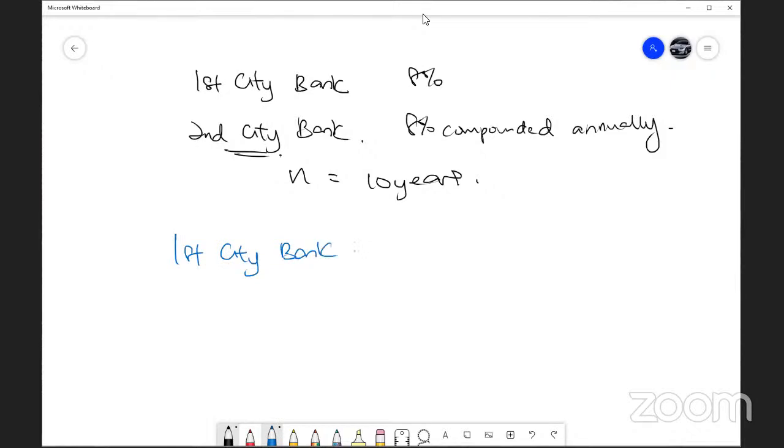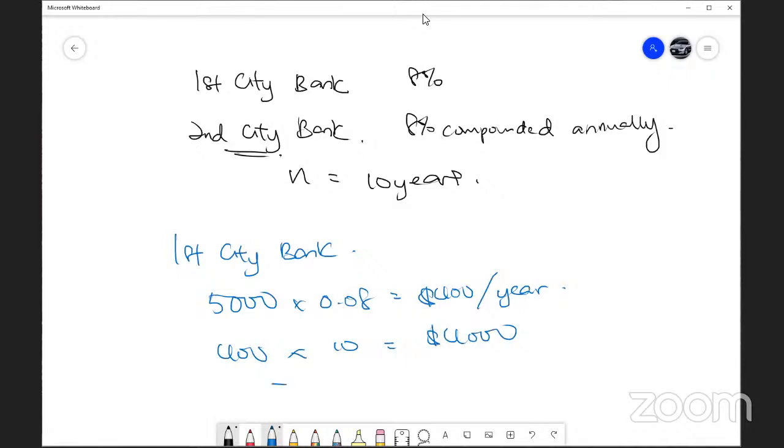First Citibank is giving you a simple interest rate. So you deposit $5,000 into it. Each year you will get 8% interest, 0.08, so each year they give you $400. If you put it for 10 years, it's going to be $4,000. So your total amount will be 5,000 plus 4,000. So you get 9K, 9,000 in total.